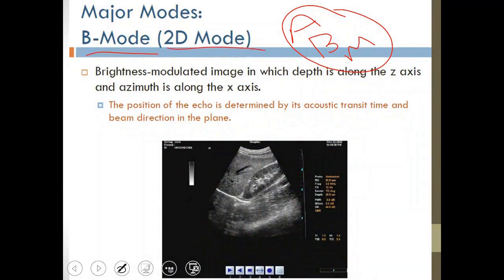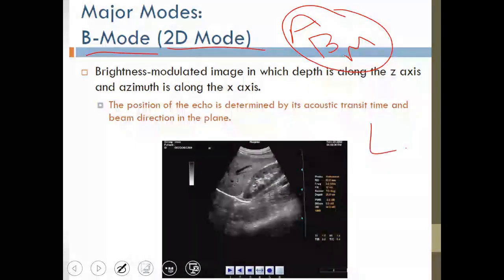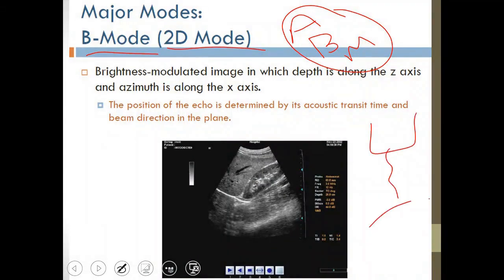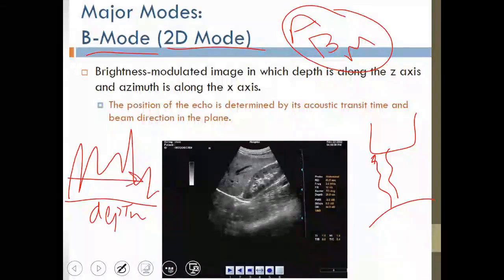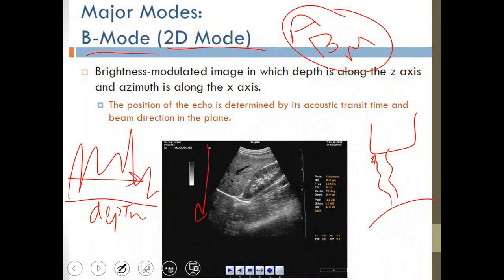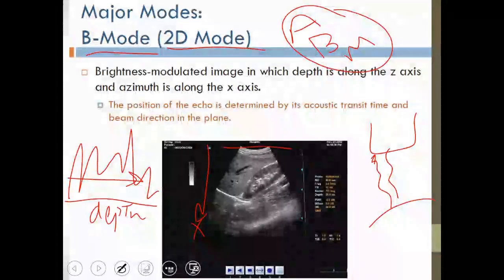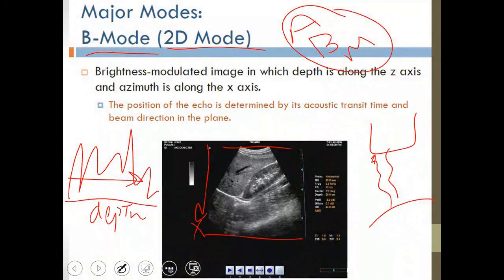The B mode is a 2D mode, and it's the same concept we discussed last time. I have a transducer that sends ultrasound waves, which get reflected and come back. Here you start working on your depth or your axis. There it was giving you the spectrum shape like this. This spectrum was the depth. You're walking like this, so this is exactly yours.